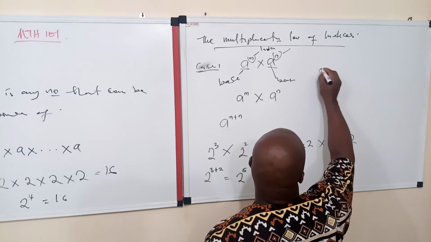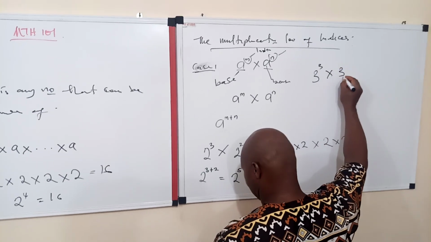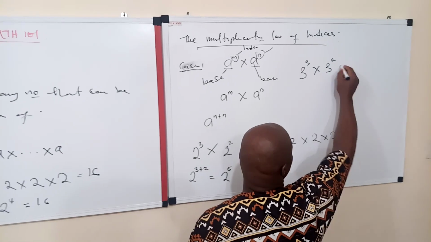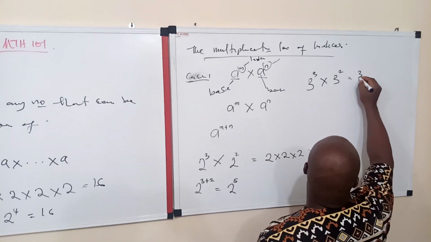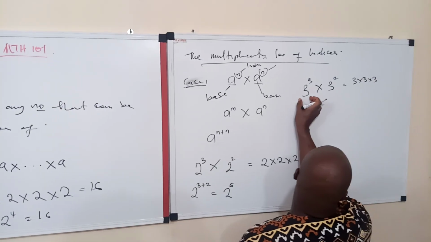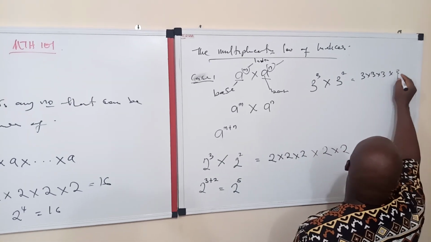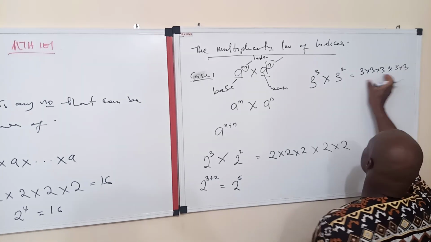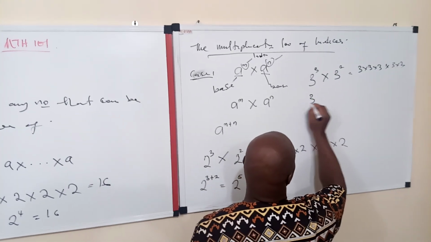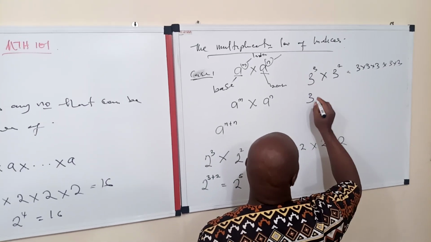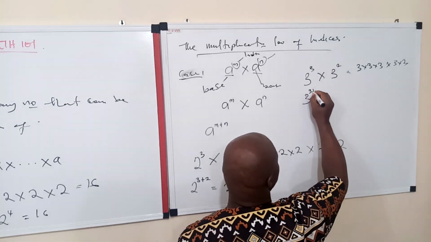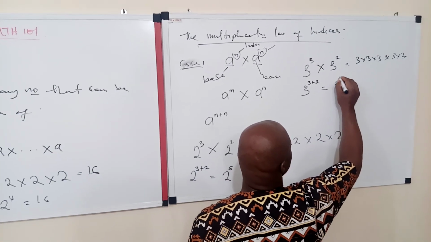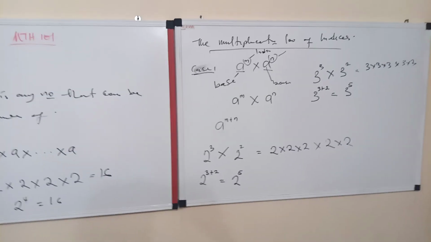Now if we have, say, 3 to the power 3 times 3 to the power 2, what do we do? As we stated, this is the same thing as 3 times 3 times 3, that is covering this side, times 3 times 3, which is 2 of it here, which is 1, 2, 3, 4, 5. But instead of writing it like this, the Law of Indices says just take one of the bases, because the bases are the same. You take one of it, then you add the powers, 3 plus 2, which will give us 3 to the power 5. That is what we have.